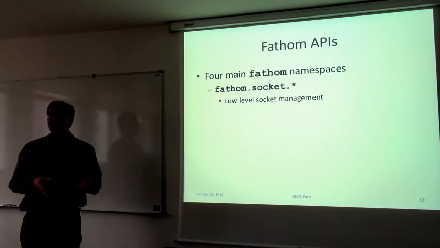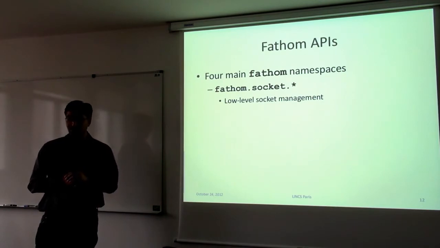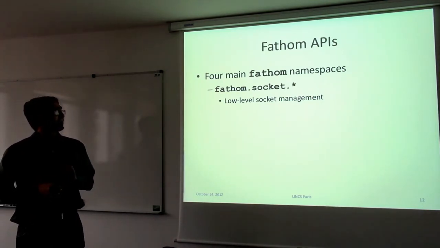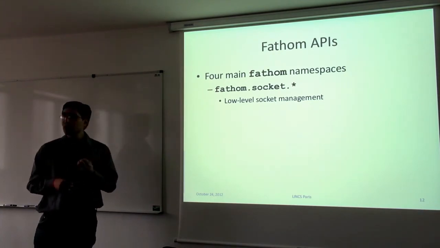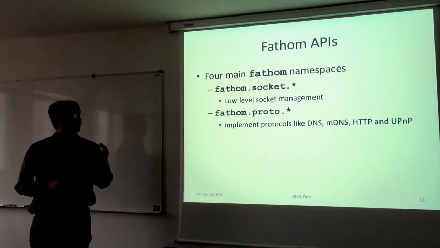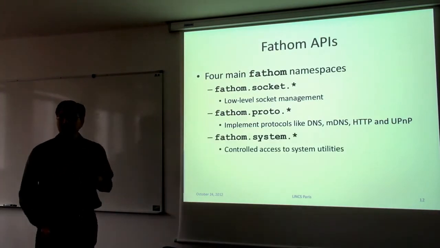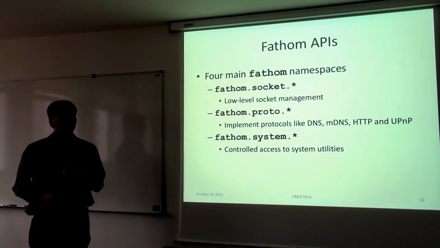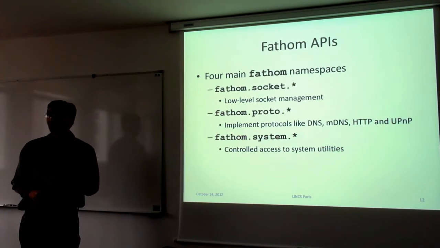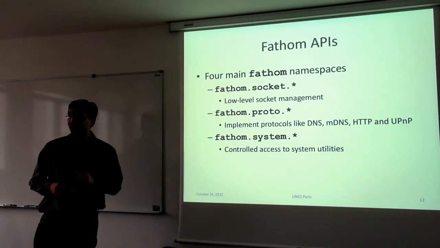Now, we surveyed the set of capabilities that we would desire in such a network measurement platform, and we classified them into 4 different categories, each forming a separate namespace in Fathom. Now, the first namespace is the socket namespace, which provides APIs for all low-level socket management operations. The second namespace is the proto namespace, and it contains APIs for implementing user-level protocols like DNS, MDNS, UPnP, and HTTP. The third namespace is the system namespace, which provides APIs for controlled access to system utilities like ping and traceroute.